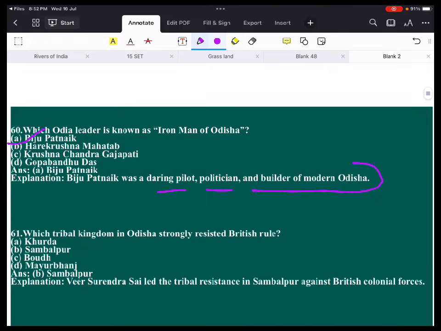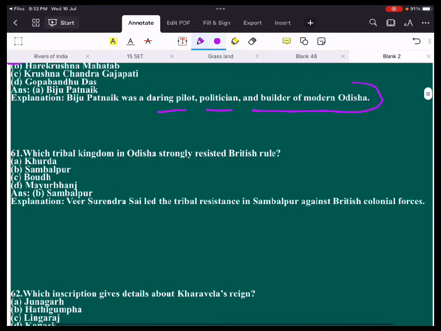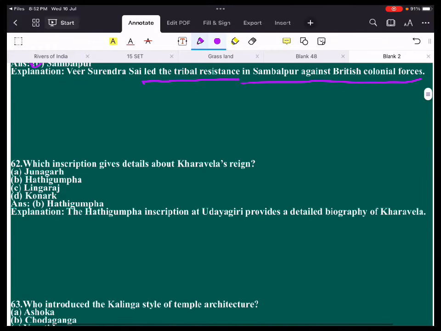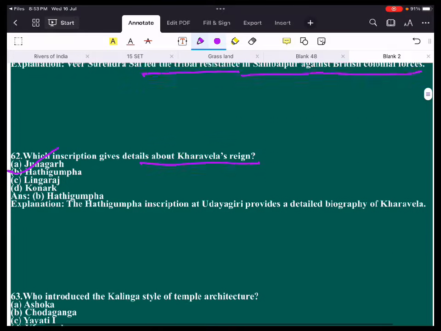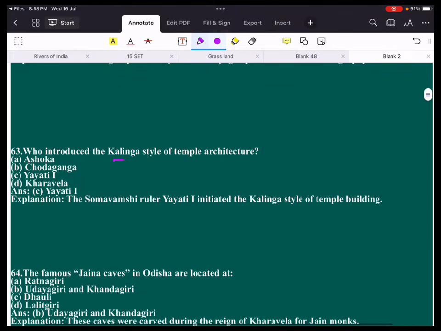Which tribal kingdom in Odisha strongly resisted British rule? It is option B, Sambalpur. Veer Surendra Sai led the tribal resistance in Sambalpur against British colonial force. Which inscription gives details about Kharvela's reign? That is the Hathigumpha inscription.